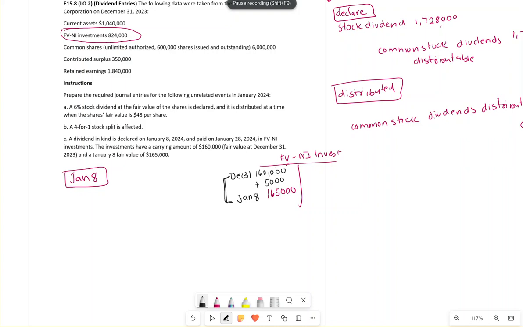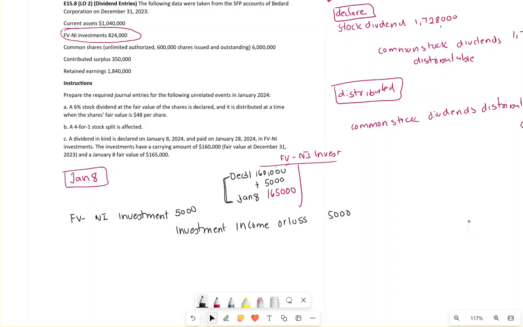And how do we record a gain on that investment? We will debit the fair value net income investment. Credit will be my gain, and the gain will be recorded as investment income or loss, so income of $5,000. So that's my first entry.